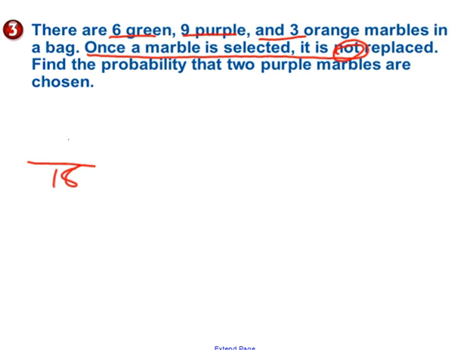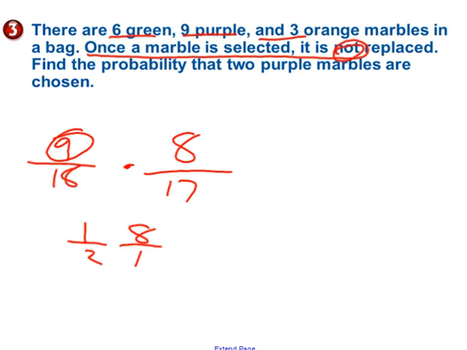And a purple one, that means 9 out of 18 are purple. So I've got a 1 out of 2 chance of drawing a purple one on the first draw. On the second draw, there's no longer 9 purple marbles, there's only 8. And there's no longer 18 marbles, there's only 17. So I've got an 8 out of 17 chance of drawing the second one.